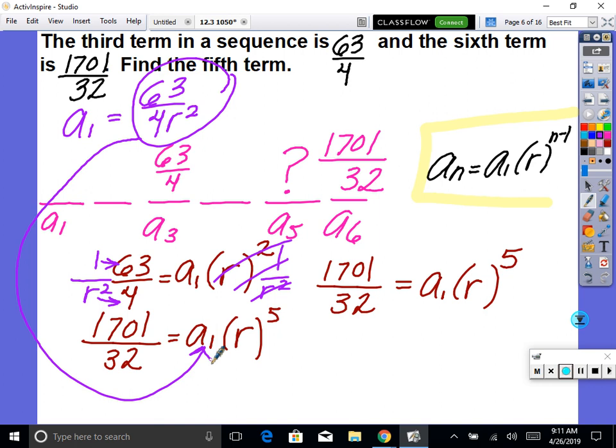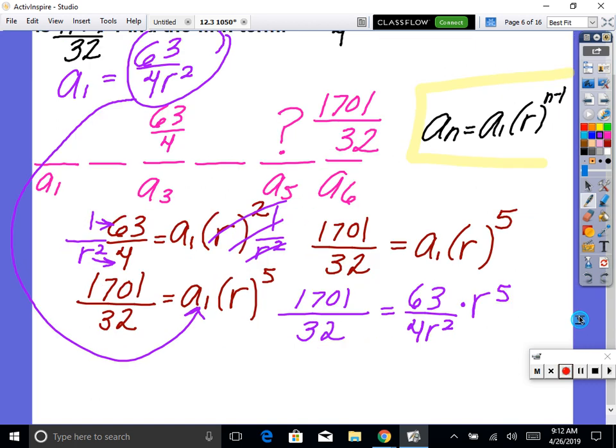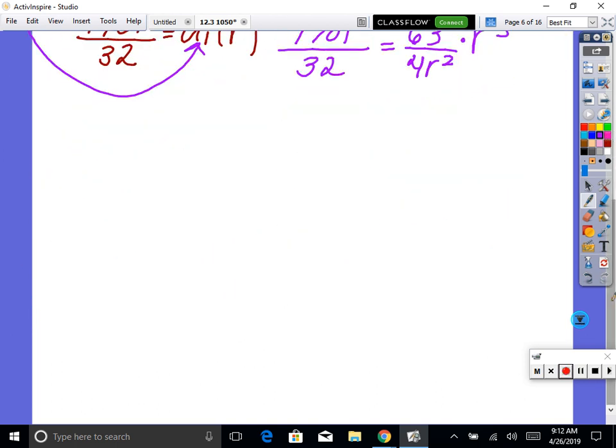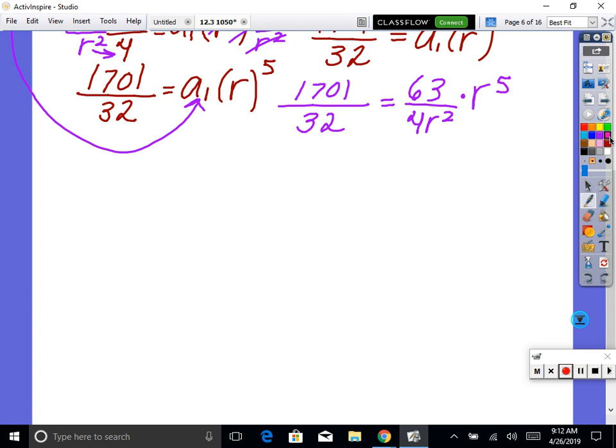Now what would be our truth statement? Sorry, I'm trying to decide if I need more room. That would be 1701 over 32 is equal to, instead of a sub 1, we have 63 over 4r squared times by r to the 5th. Now the algebra is actually working out not too shabby here. So let's simplify, meaning we're trying to solve for r now, aren't we? So all of our equation has r in it. So now from here, let's simplify. Okay, so if you think about it, what's r to the 5th divided by r squared?